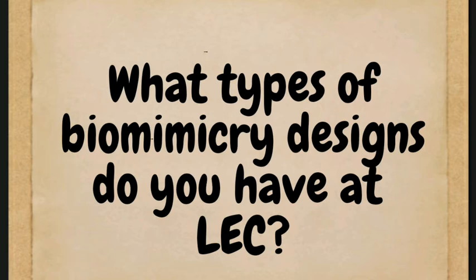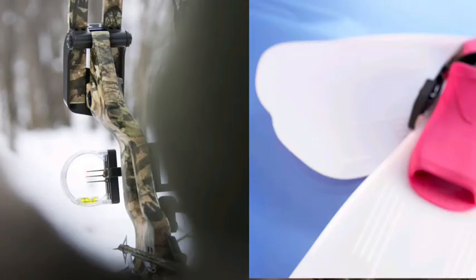This question comes from Jane. What types of biomimicry designs do you have at Laurentian Environmental Center? Two nature-inspired designs are the camouflage on our hunting bows and flippers for swimming. There are many different types of camo depending on the environment you are in, and flippers are similar to the webbed feet of a beaver.